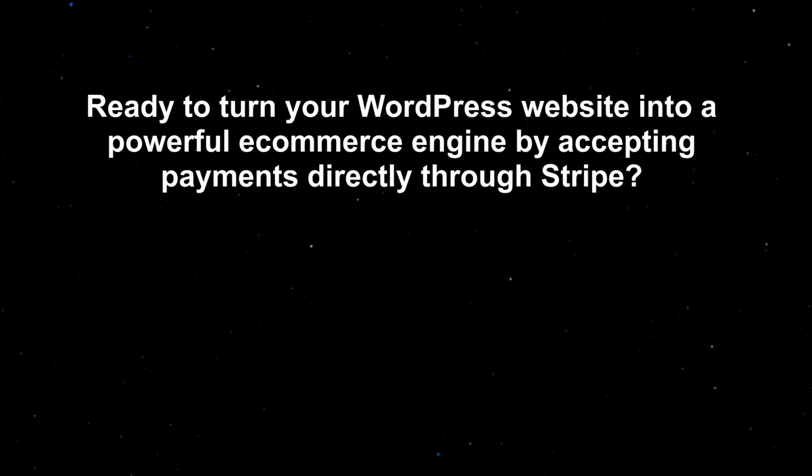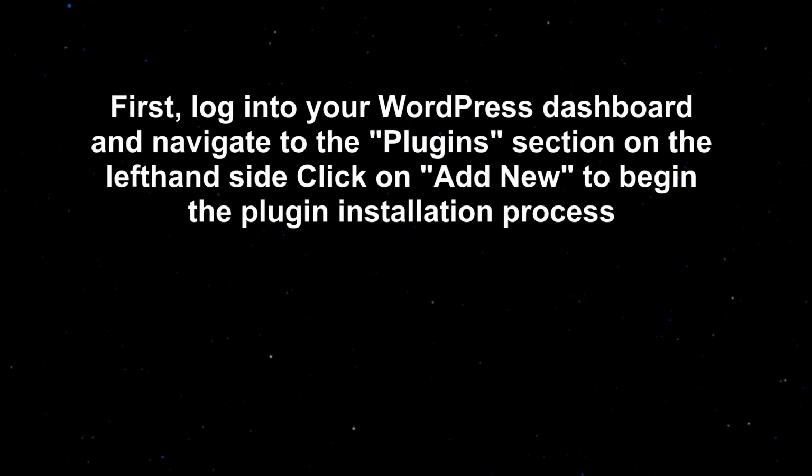Ready to turn your WordPress website into a powerful e-commerce engine by accepting payments directly through Stripe? First, log into your WordPress dashboard and navigate to the Plugins section. On the left-hand side, click on Add New to begin the plugin installation process.